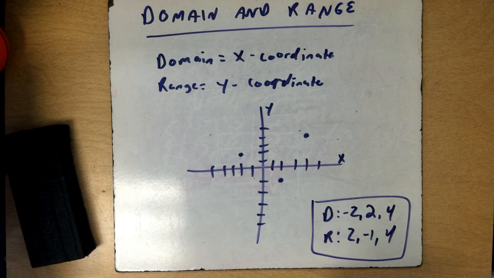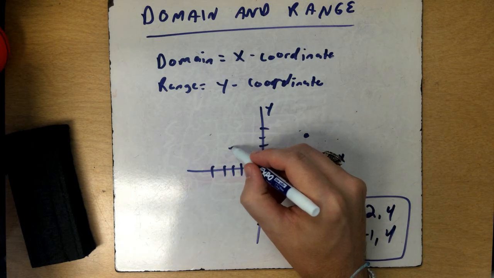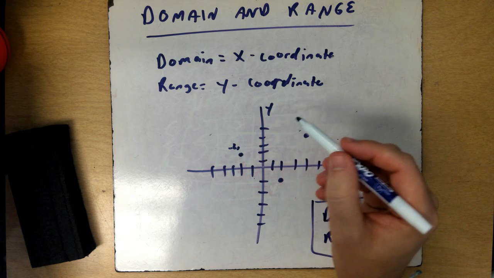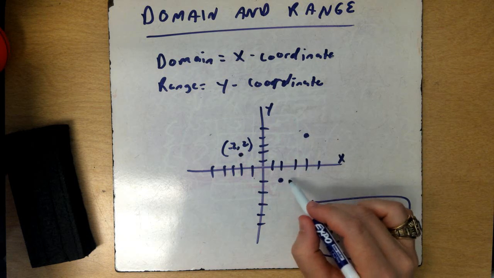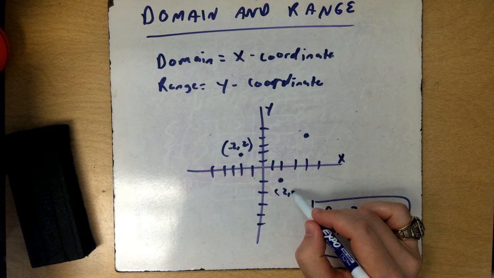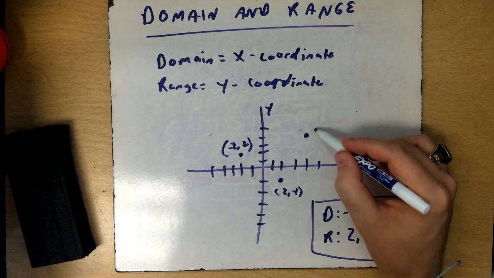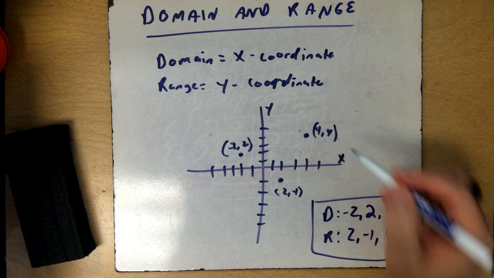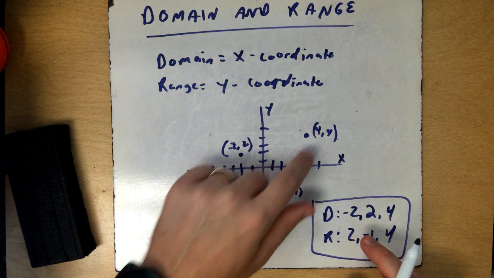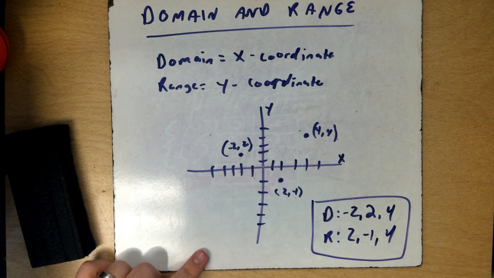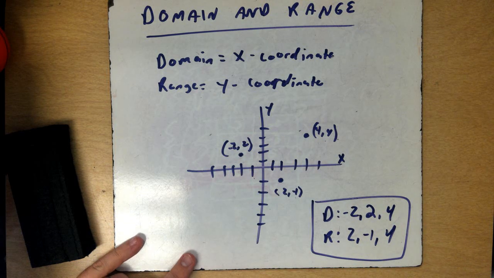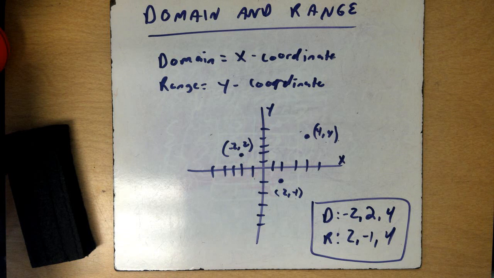So if I were to just label this, my point here would be (-2, 2). My point here would be (2, -1), and my point here would be (4, 4). Okay, so (-2, 2), (2, -1), (4, 4). That's kind of how that works when you're trying to read points off a graph that way.